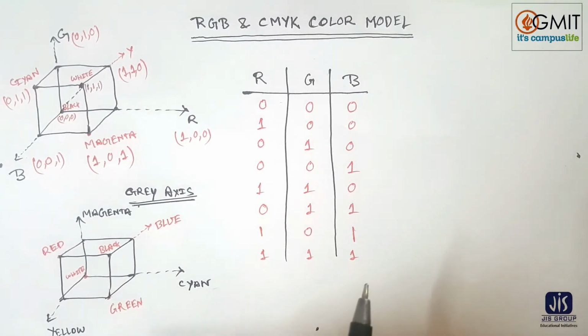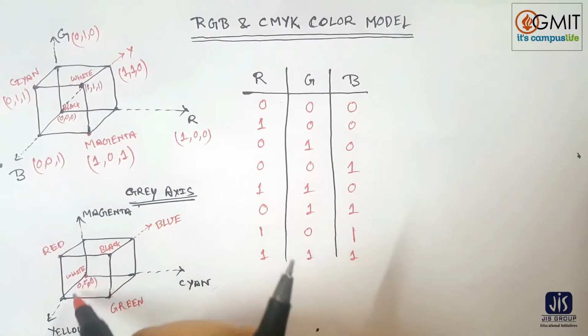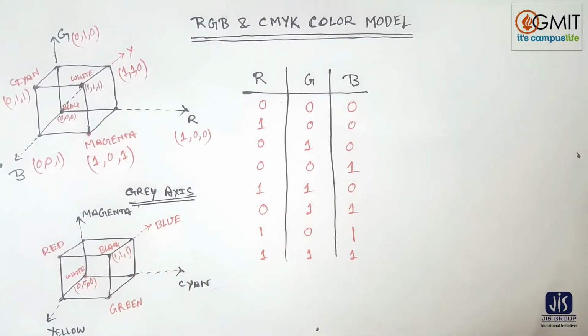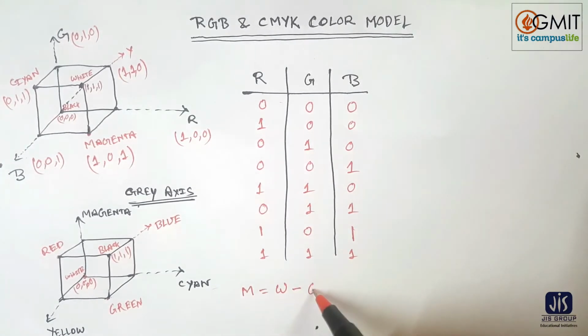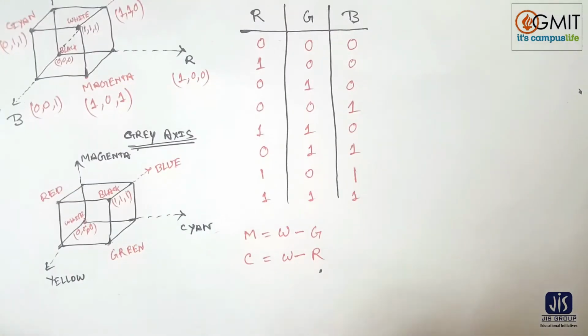How can we get this? Actually here white is 0, 0, 0 and black is 1, 1, 1. How can I get this? We are getting this like magenta is equal to white minus green. Cyan is equal to white minus red. And yellow is equal to white minus blue.